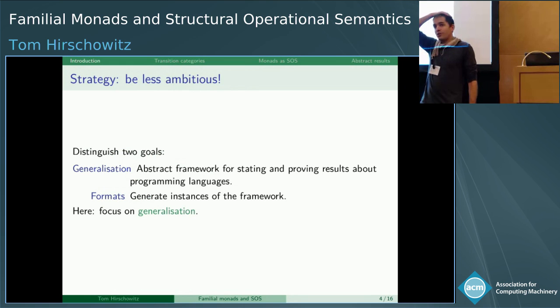So here's a tiny contribution, which I think is new but doesn't yet go very far. And the philosophy behind it is to be less ambitious. Namely, in bialgebraic operational semantics, you both have an abstract framework, an abstract language to talk about programming languages, but you also have a general machinery to construct instances of the framework, namely a format. Here, I'm going to focus on the first question, that of an abstract framework for reasoning about programming languages, and delay the question of formats for further work.